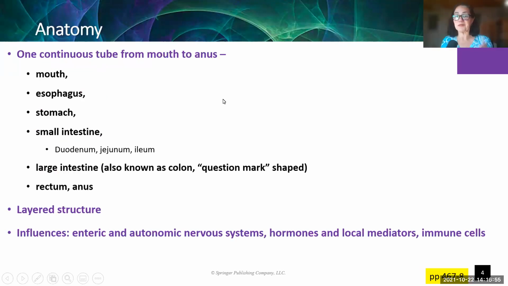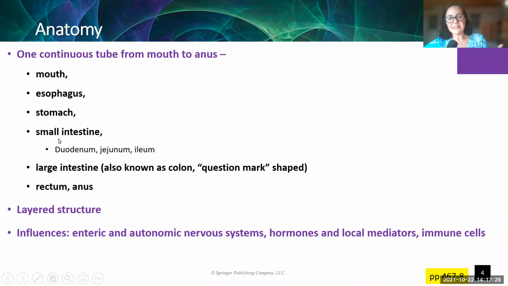All right, so let's quick review the anatomy of the gastrointestinal tract and what we're talking about. It is one big, long, hollow tube. Starts at the mouth, ends at the anus. So it includes the mouth, the tube that connects from the mouth, the esophagus, going down to the stomach. Attached to the stomach is the small intestine, and it's called small because it's small in diameter. It's actually much longer than the large intestine.